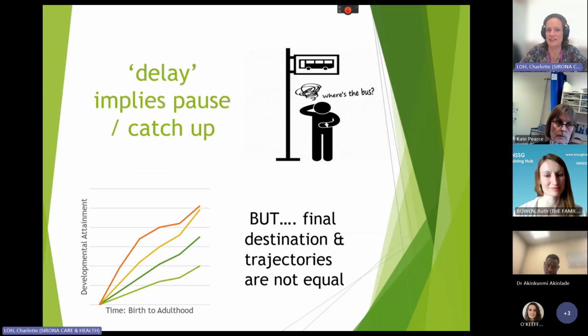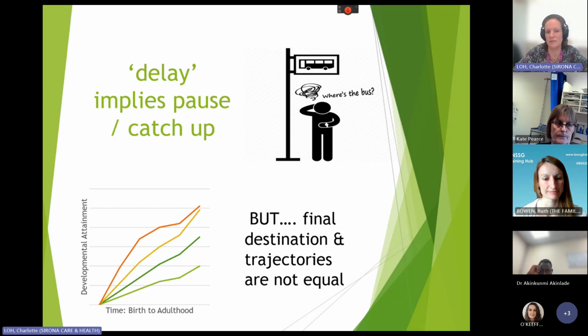So the word delay is actually a little bit tricky, really, and probably not very helpful for the general population and could be quite misleading to parents. If you say delay, it implies there's a pause or a catch-up. So if you're waiting at a bus stop for a bus, you get on the bus, even if the bus is a bit late, you get to the final destination in the end. There's no harm done. And actually that can be quite hard to unpick with parents who expect their child is just going a little bit slower, but will get there in the end.